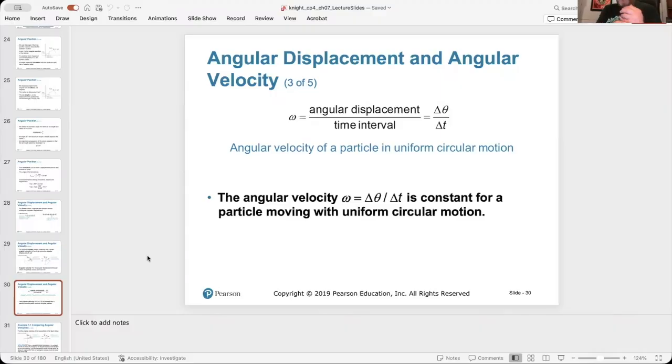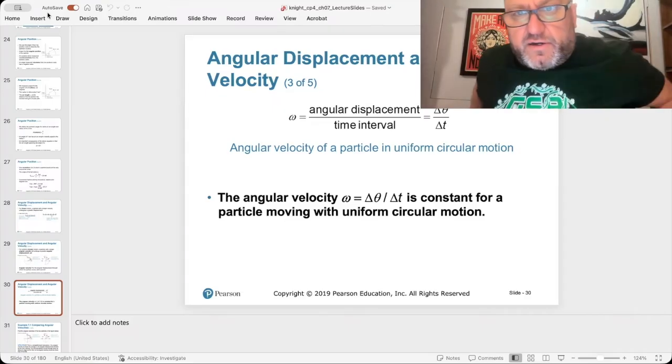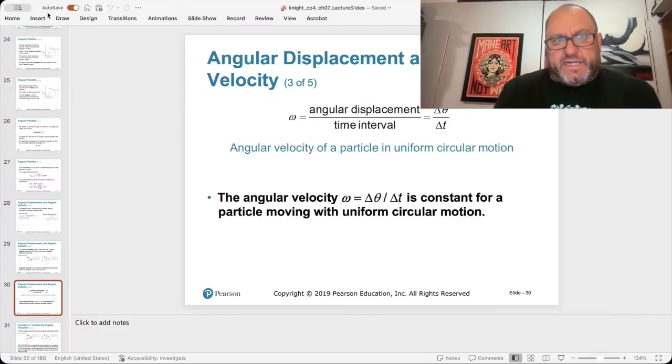Let's talk about angular displacement. I think what this problem is asking is basically how many radians per second the hand is going to change.